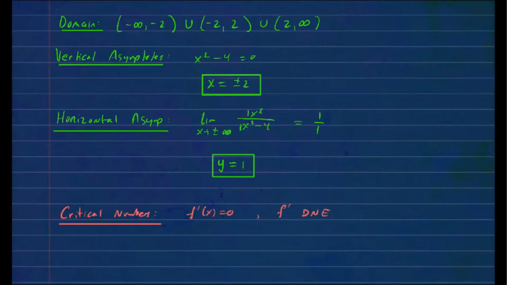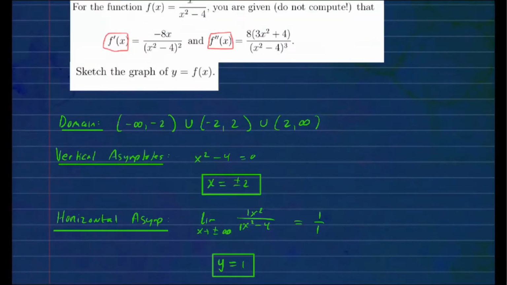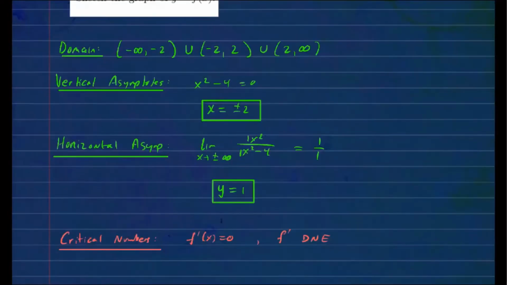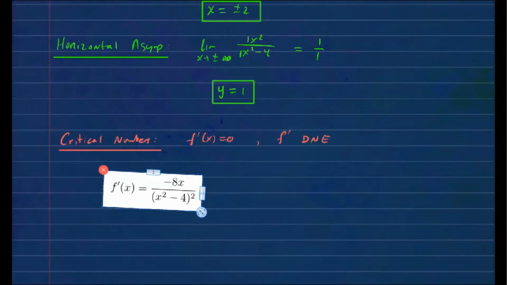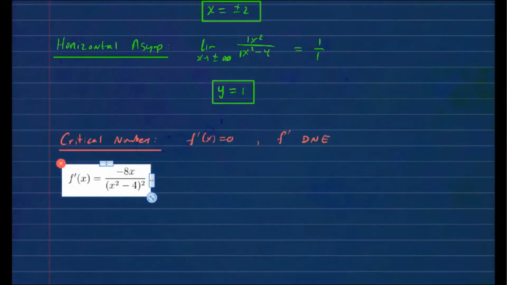So in this case, we take the derivative. It's given to us, so no need to compute. If it wasn't given, then you would have to compute the derivative. So for this problem, we're just going to take that and set it equal to 0 and also test when it is undefined. So that's the derivative function. Set it to 0. When I set this to 0, I only have -8x equals 0, which means x equals 0 is a critical number.